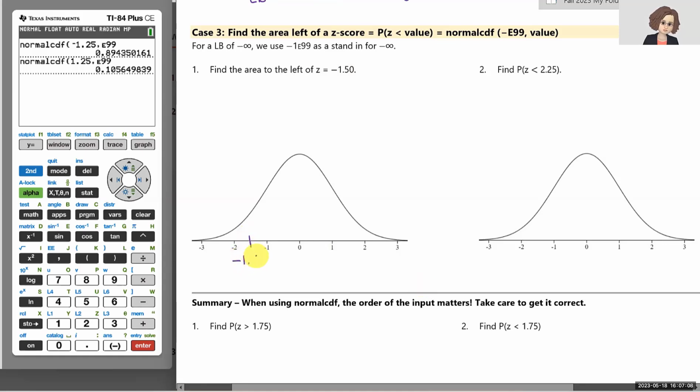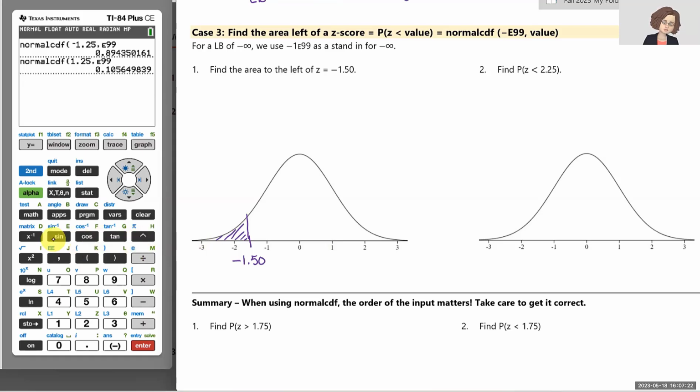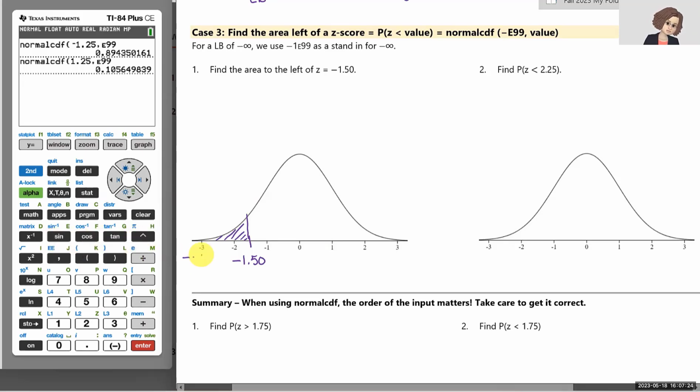So negative 1.50. And now we're looking for the area to the left of it. In theory, these z-scores will continue to the left forever, so this is the concept of negative infinity, but we have to replace that with a number. The calculator needs a numerical value for its lower boundary, and the lower boundary is always to the left of the upper boundary when we define a region. So we have to put a number in for this.